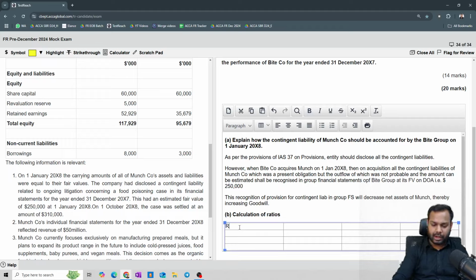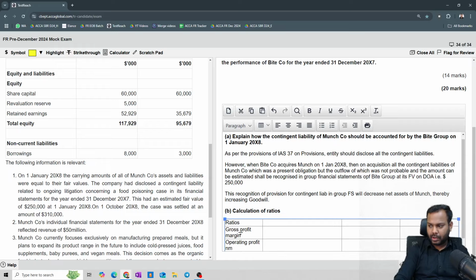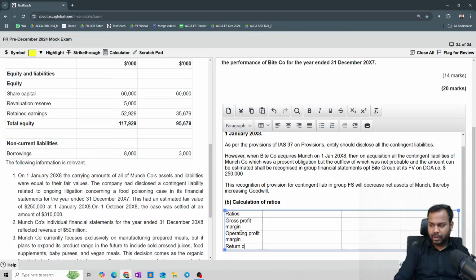So let me write here ratios, that is gross profit margin, operating profit margin, now return, or I write simply ROCE. Okay, now formula, 20x8, then 20x7.